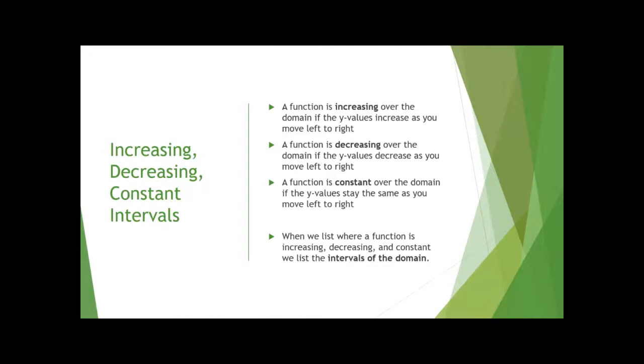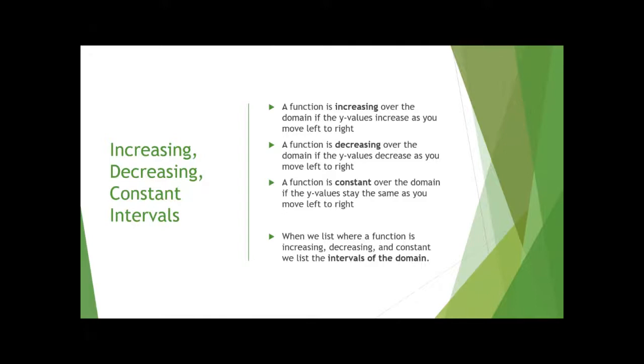When it's increasing, we are always giving intervals of the domain. So you're listing for which x values. A lot of people give ordered pairs. We're not doing ordered pairs. We're giving the x values over which it is increasing, decreasing, or constant.